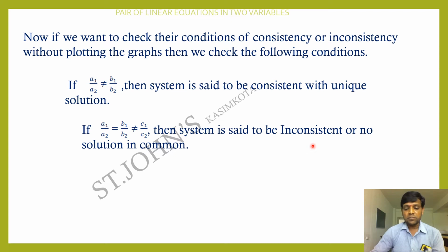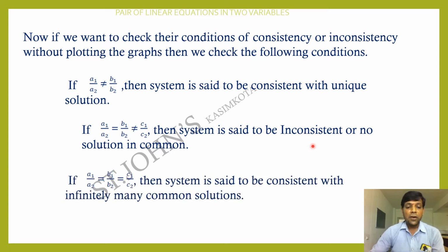Clear? Next one. If a1/a2 equals b1/b2 equals c1/c2, then the system is said to be consistent with infinitely many common solutions. Infinite solutions means many solutions. These lines are coincident lines. Okay. These three are important conditions in this chapter.